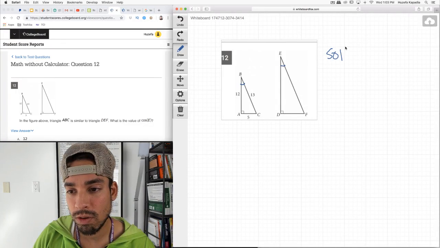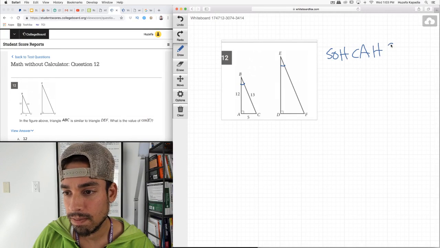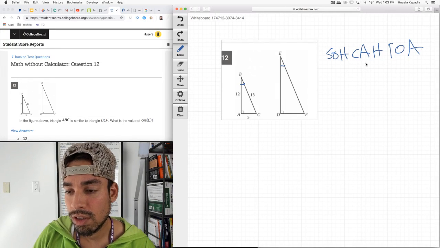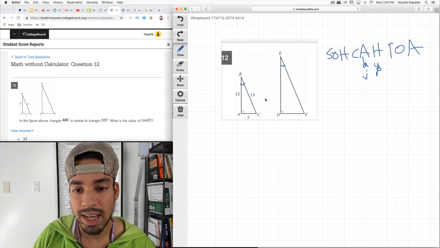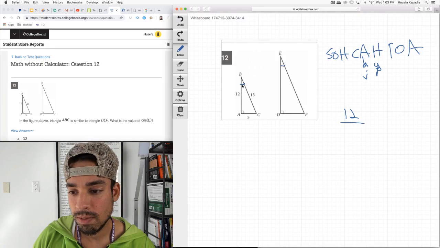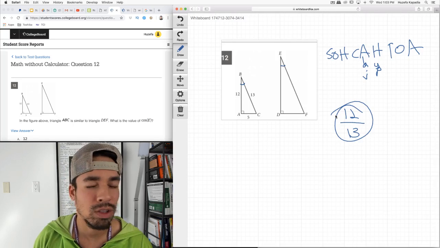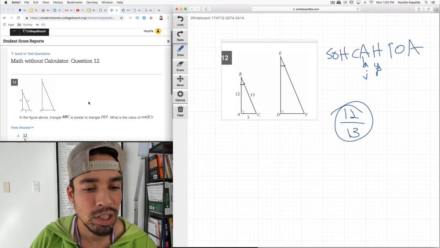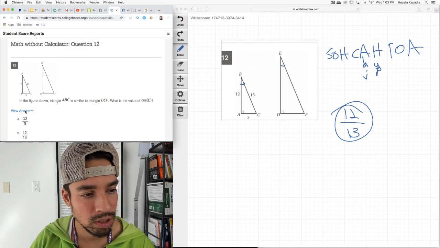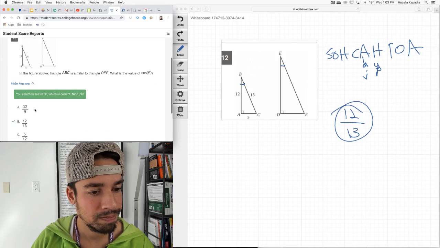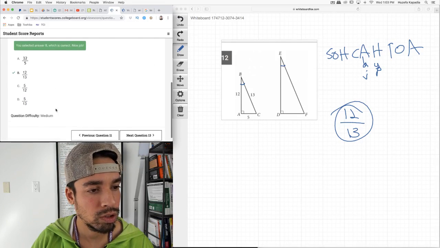Now, if you remember from SOHCAHTOA, cosine is adjacent over hypotenuse, right? So we've got adjacent 12 over the hypotenuse. Hypotenuse is along the side 13. And that's all it is. When they give you trig problems, it's usually a pretty straightforward application of the functions. 12 over 13, correct.